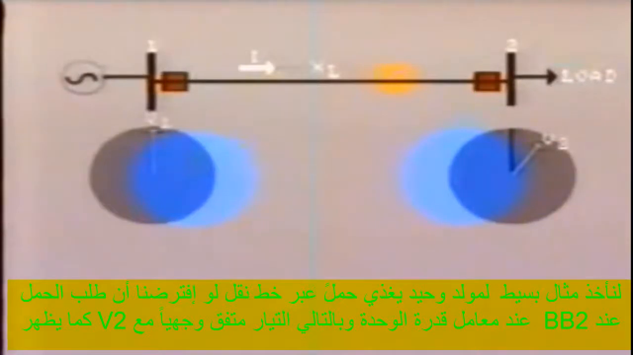Let's look at a simple example of a single generator feeding a load through a single transmission line. If we consider the load demand at bus 2 to be at unity power factor, then the current is in phase with V2 as shown here. As this current flows through the transmission line, the inductive reactance produces a voltage drop, IXL, which is 90 degrees out of phase. As a result, the V2 voltage will lag with respect to V1.